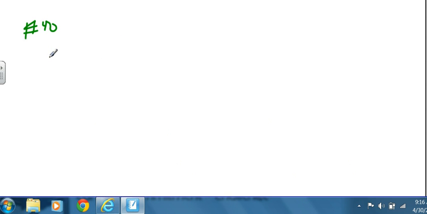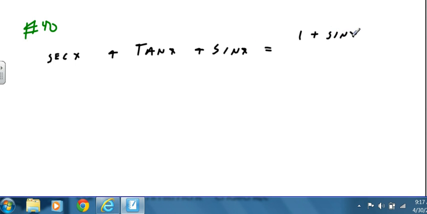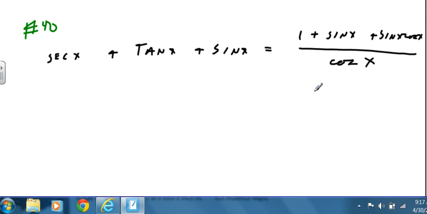All right, so I got secant x tangent x sine x, and they're all added together. It's supposed to be 1 plus sine plus sine times cosine divided by cosine. Okay, well, I guess that's all right.